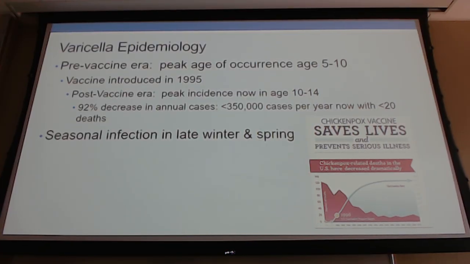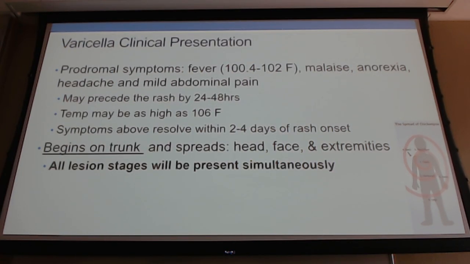Pre-vaccination era, again, 1995, so we saw this big drop-off. You see it seasonally, as with most of these things. Prodromal symptoms, so they feel pretty icky. The younger you are, the better you feel, so the happier kids are the younger ones. Pretty high temperatures again. And then again, it spreads from the trunk, goes out, goes everywhere. And you have all the different stages.